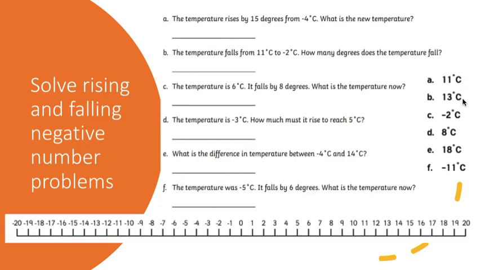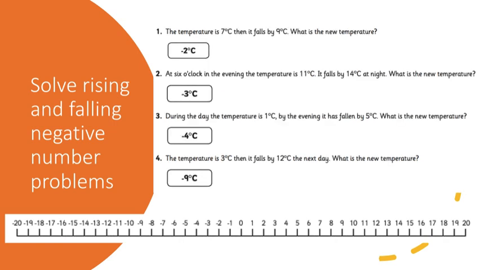11 degrees C, 13 degrees C, minus 2 degrees C, 8 degrees C, 18 degrees C, minus 11 degrees C. And our other sheet, minus 2 degrees C, minus 3 degrees C, minus 4 degrees C, and minus 9 degrees C. Well done if you got all of those correct. If you've got a few of them incorrect, let me know. I might be able to help you through them, or you could watch yesterday's session again.